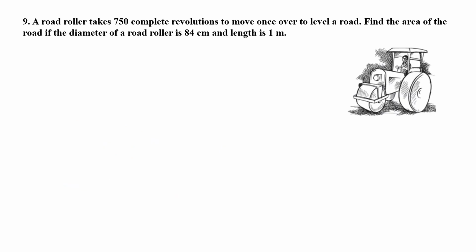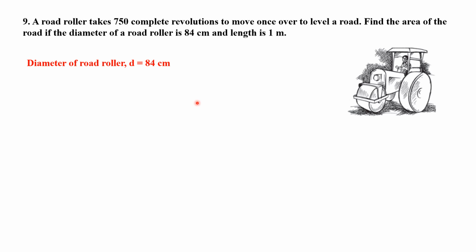Now moving to the next question. Question number 9. A road roller takes 750 complete revolutions to move once over to level a road. Find the area of the road if the diameter of the road roller is 84 centimeter and length is 1 meter. So when this road roller moves, the area covered on the road will be the lateral surface area of the roller, isn't it? Because top and bottom won't touch the road, only the lateral part will cover. So if I find the lateral surface area for one round, it will give me the area covered in one round, right? And it is given that it takes 750 rounds for the complete area of the road to get covered.